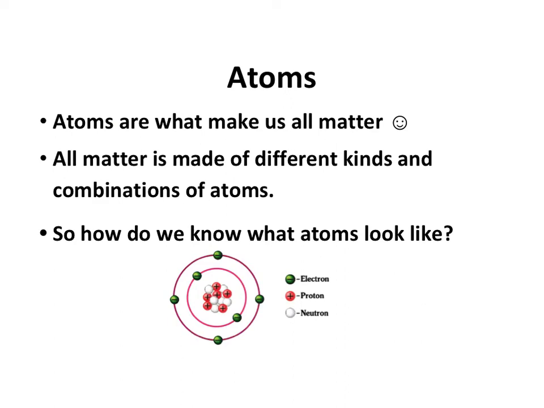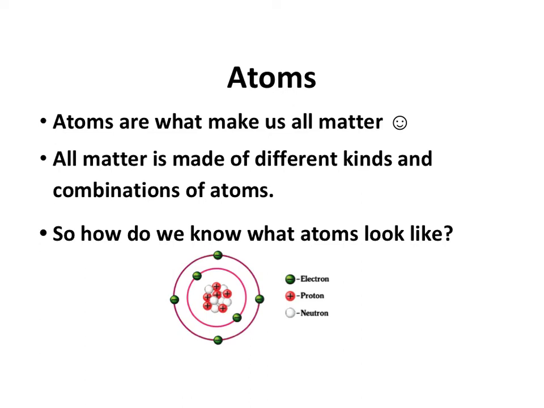So to start off, just a little something to make you feel good. Atoms are what make us all matter. So all matter is made up of atoms. These are some things that we know. All matter is made up of different kinds of atoms and different combinations of atoms. So we know this to be true at this point, but how the heck do we even know what an atom looks like is the question we want to answer here.